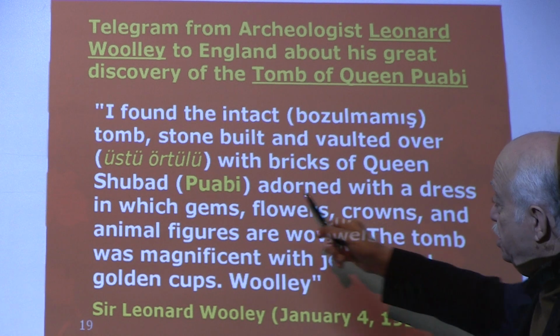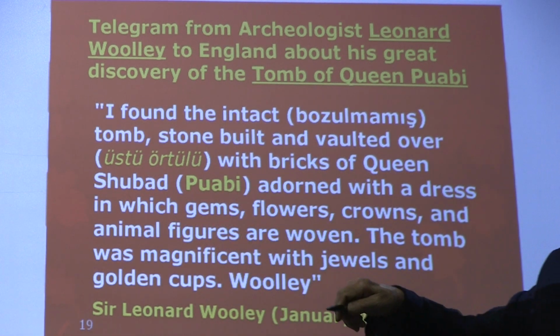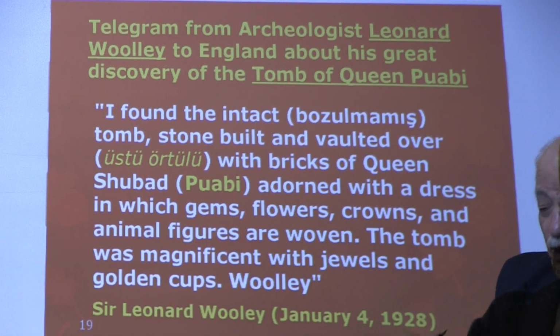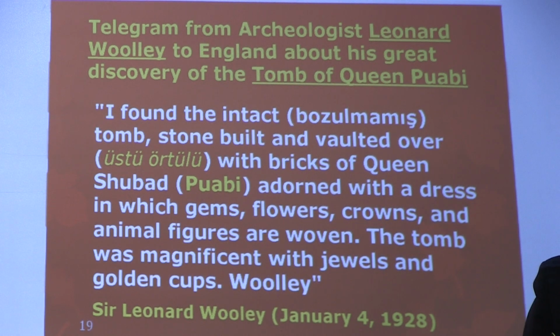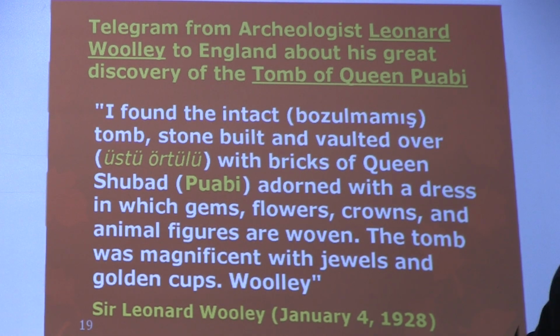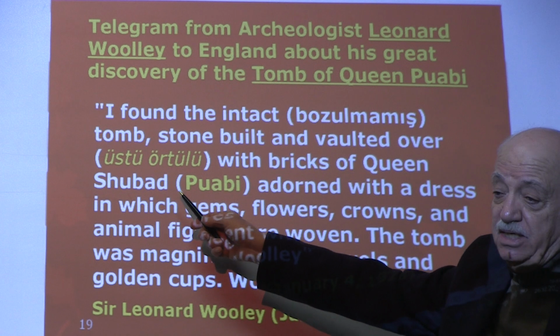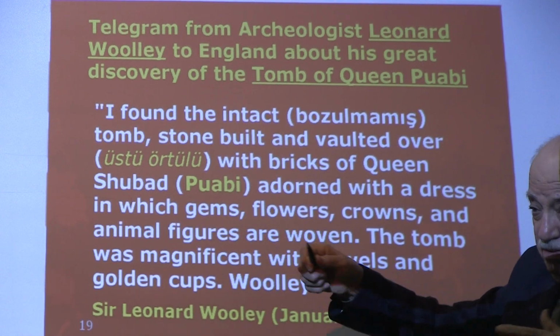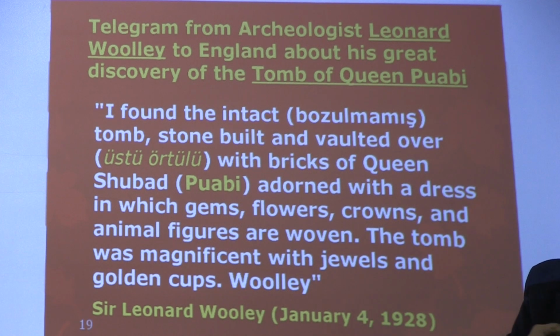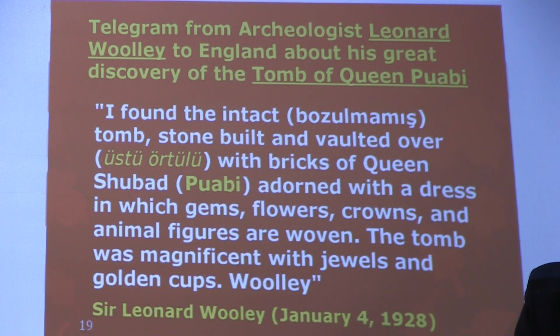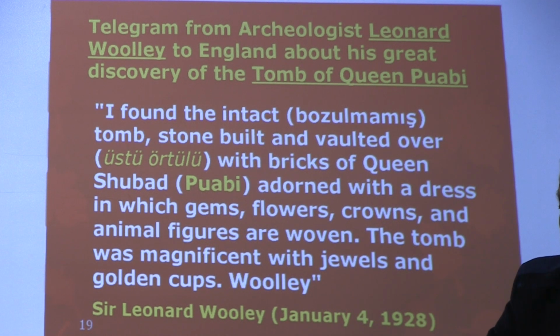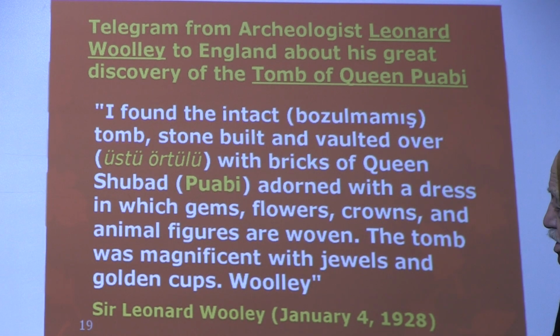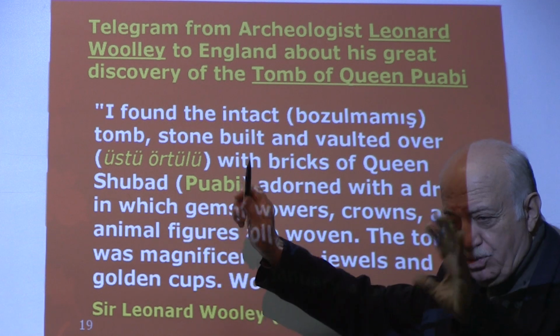Bricks of Queen Shubat. Before they excavated this tomb, they knew that there was a queen, but they named her Shubat. He didn't know that her real name was Puabi because they had no idea. But they found a small cylinder seal on which her name was written as Queen Puabi. Then they started to call her Puabi. In the beginning, they used to call her Shubat.